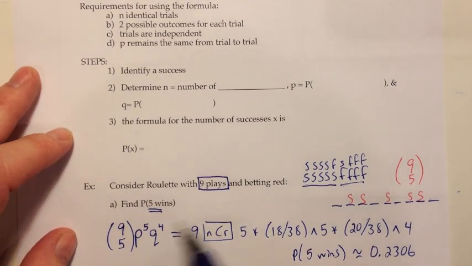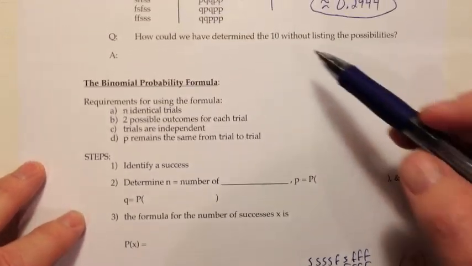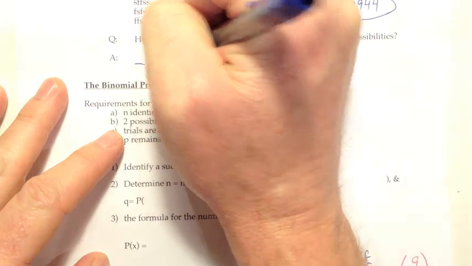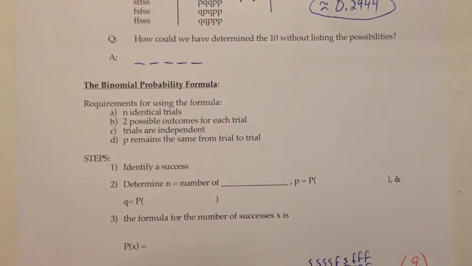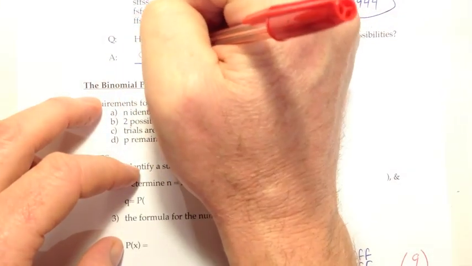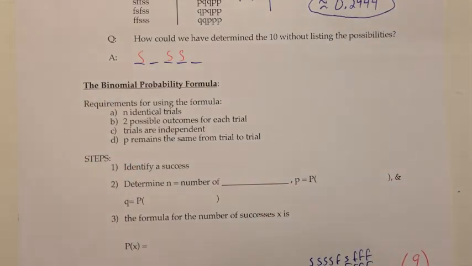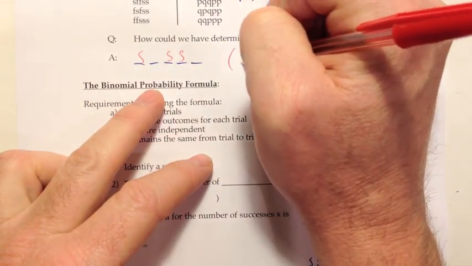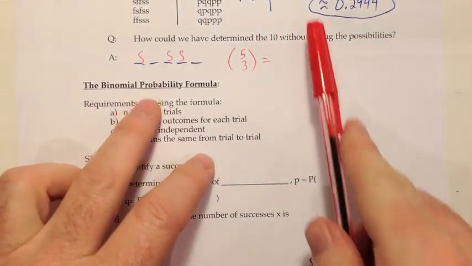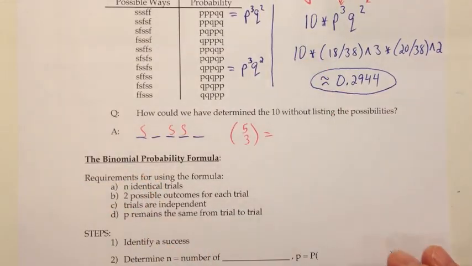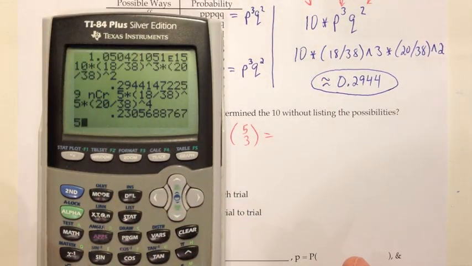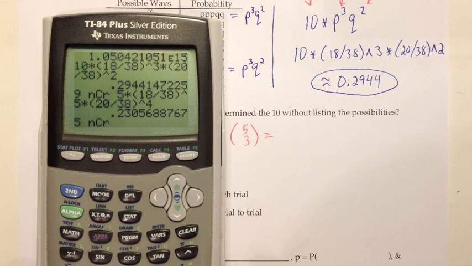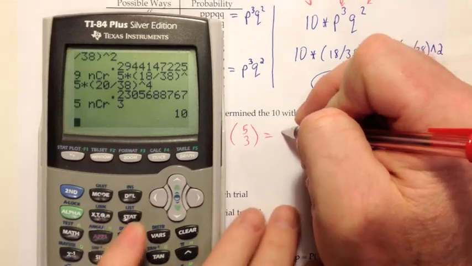And so it looks like the answer to that question up above, how could we have figured out the 10 without listing the possibilities? Well, on that one we had 5 different plays, and we were trying to choose which 3 of them would have gotten the wins. So it should have been 5 choose 3. Now if that's correct, we'll get the 10. So let's test that real quick. 5, math, probability, choose 3, and we do get the 10.